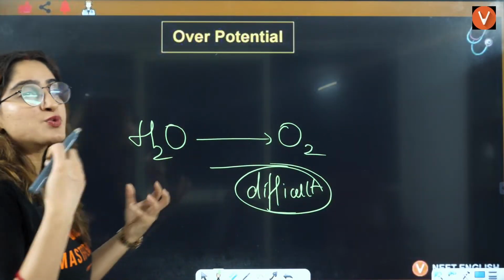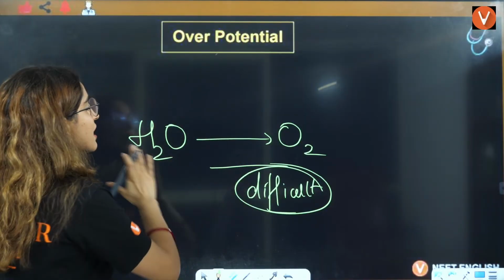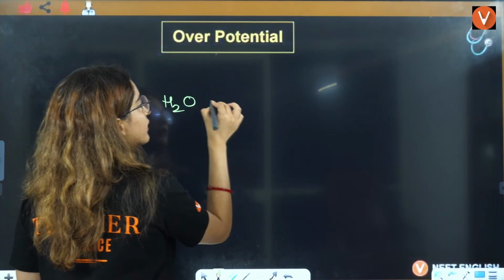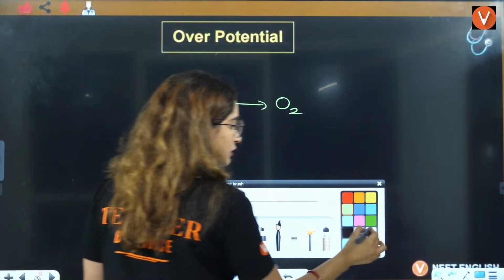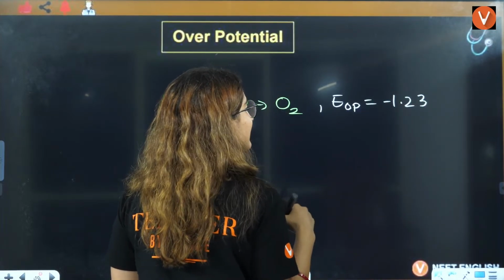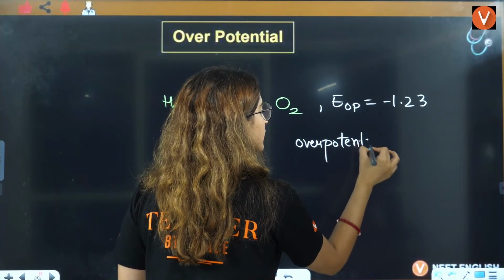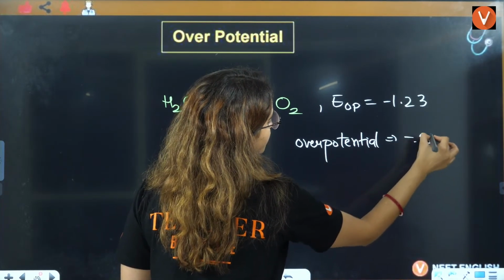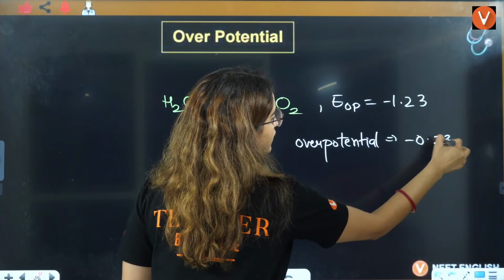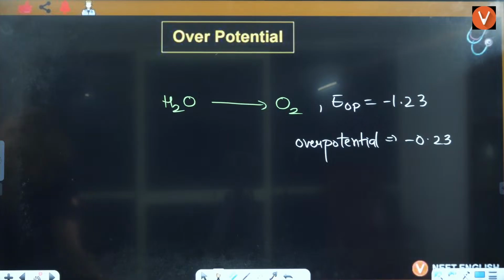So what we are doing is providing overpotential. Similarly, water to O2 is a very difficult process, which is why overpotential is provided. If water is converted to O2, the oxidation potential here is minus 1.23, and the overpotential is minus 0.23. So it will become minus 1.46.